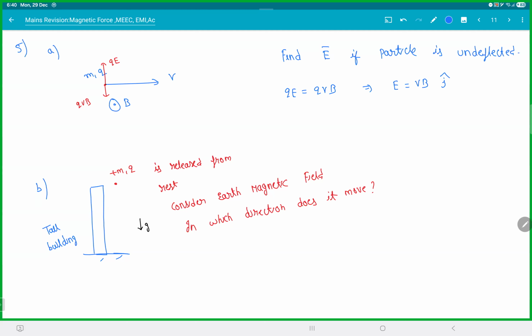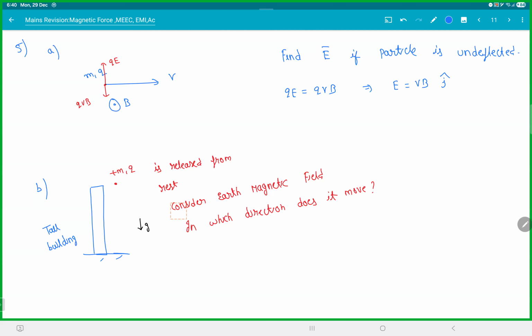In this thing, now they can ask another kind of question. If there's an electric field and a magnetic field, what is the minimum speed for no deflection? Right? This V will be the minimum speed. Even if you have a component along B bar, it won't affect the problem.